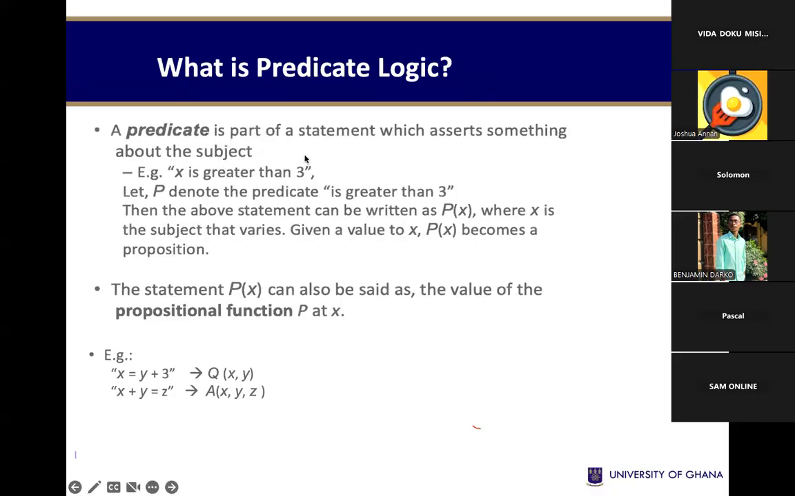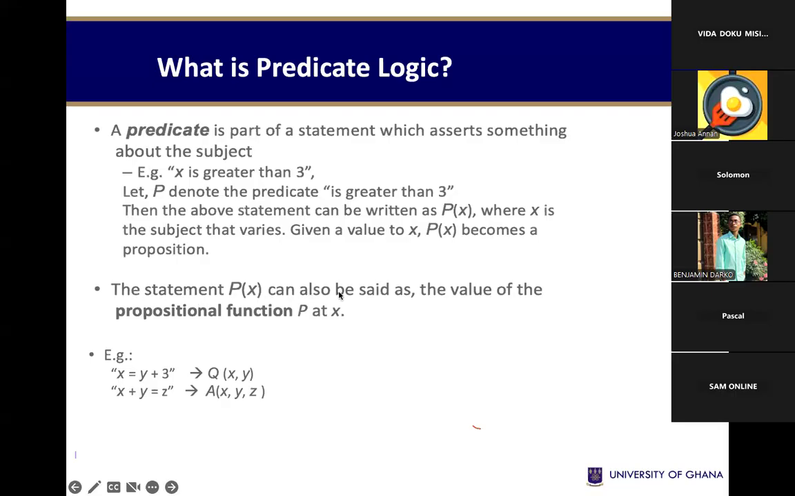A predicate is the part of a statement which asserts something about the subject. So let's look at an example to differentiate between the subject and the predicate. X is greater than 3. We can say that P denotes the predicate "is greater than 3." And of course, the subject is the x, right? So the above statement can be written as P of x, where x is the subject that is expected to vary in terms of changing values. Giving a value to x, P of x becomes a proposition.